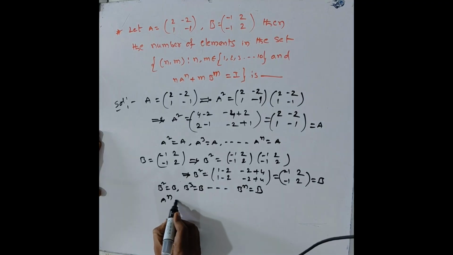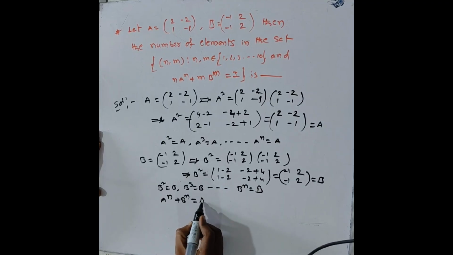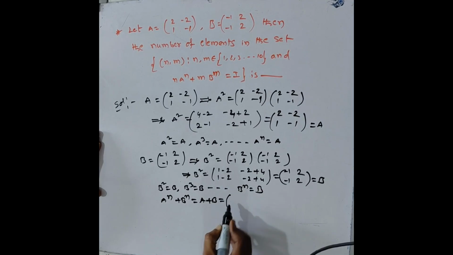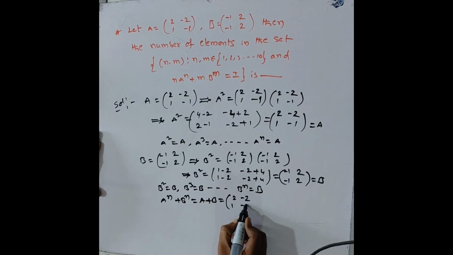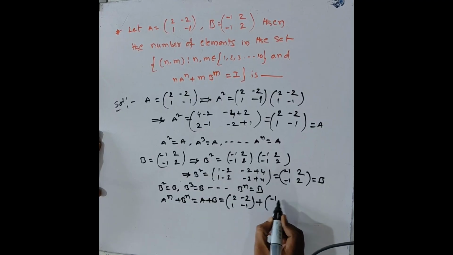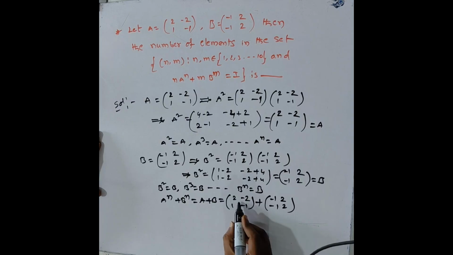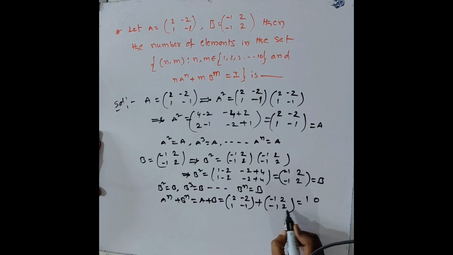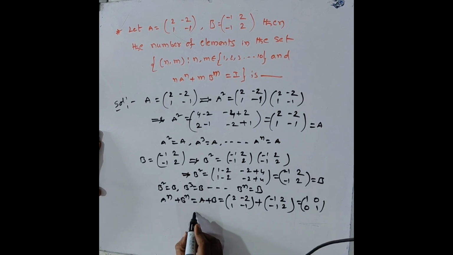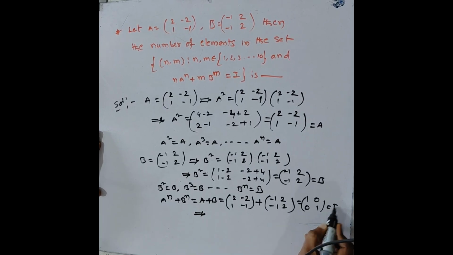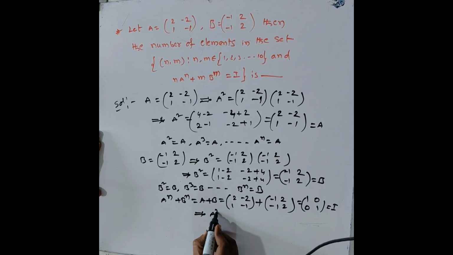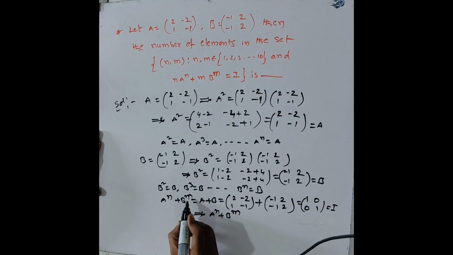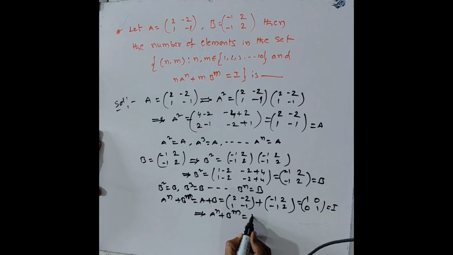A power n plus B power m is equal to A plus B. A plus B is [2 -2; 1 -1] plus [-1 2; -1 2]. 2 minus 1 is 1, minus 2 plus 2 is 0; 1 minus 1 is 0, minus 1 plus 2 is 1. That implies that it is equal to I.